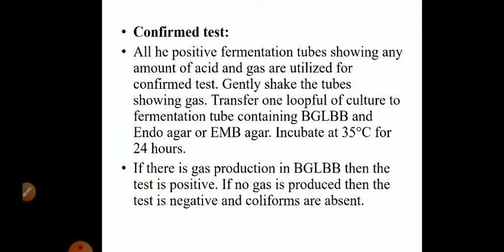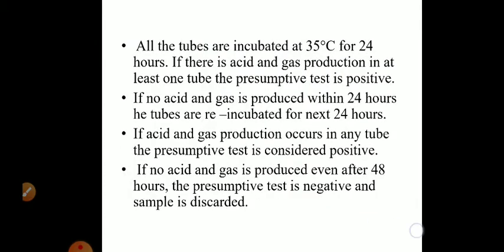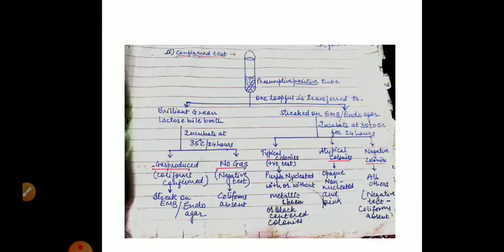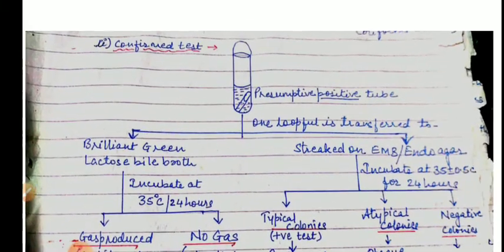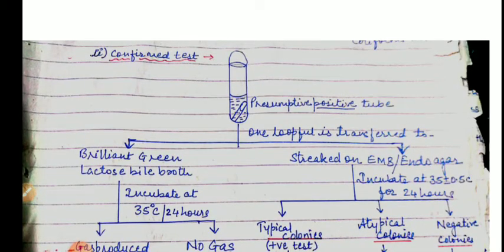Okay. So anyway, once we get a positive presumptive test, we have to go for the confirmed test. Now, all the positive presumptive tubes are subjected to the confirmed test. How to do the confirmed test? For the confirmed test, we use specific media, selective media. What are the selective media that can be used?